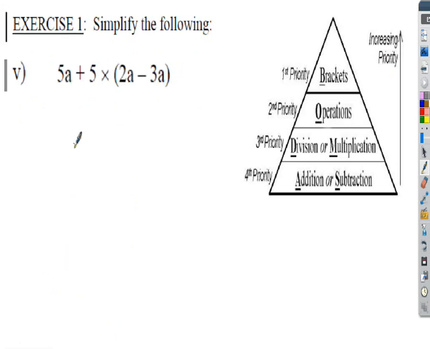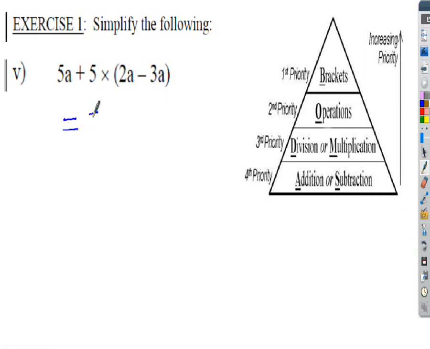So part 5 exercise 1 now starts looking at the algebraic terms. So we have 5a added to 5 multiplied by, in brackets, 2a minus 3a. So though this has algebraic symbols in it, we have the a symbol here, a variable, it doesn't make any difference to it, we apply our BODMAS. The precedence will lie here first of all with the bracket, and then here with the multiplication, and then the addition.